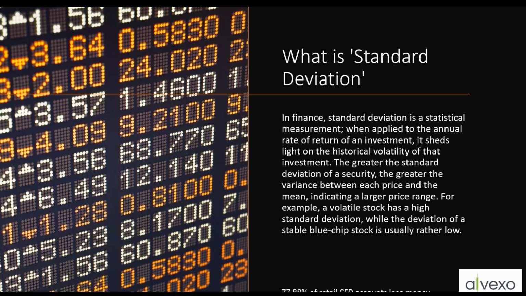In finance, standard deviation is a statistical measure. When applied to the annual rate of return of an investment, it sheds light on the historical volatility of that investment. The greater the standard deviation of a security, the greater the variance between each price and the mean, indicating a larger price range. For example, a volatile stock has a higher standard deviation, while the deviation of a stable blue chip stock is usually rather low.